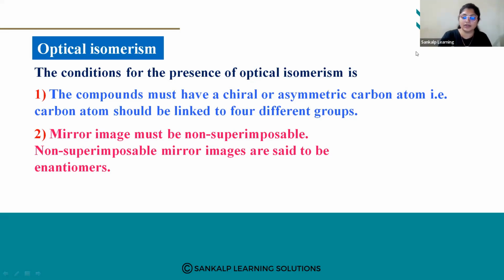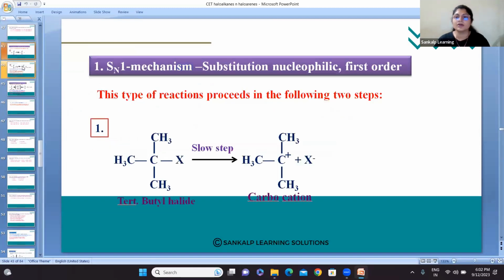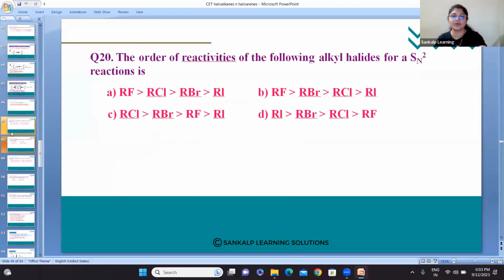So we were discussing the topic haloalkanes and haloarenes. In the previous class, we discussed the substitution reactions, the SN1 mechanism. Then we saw what the SN2 mechanism is. Based on that, we also solved some MCQs.